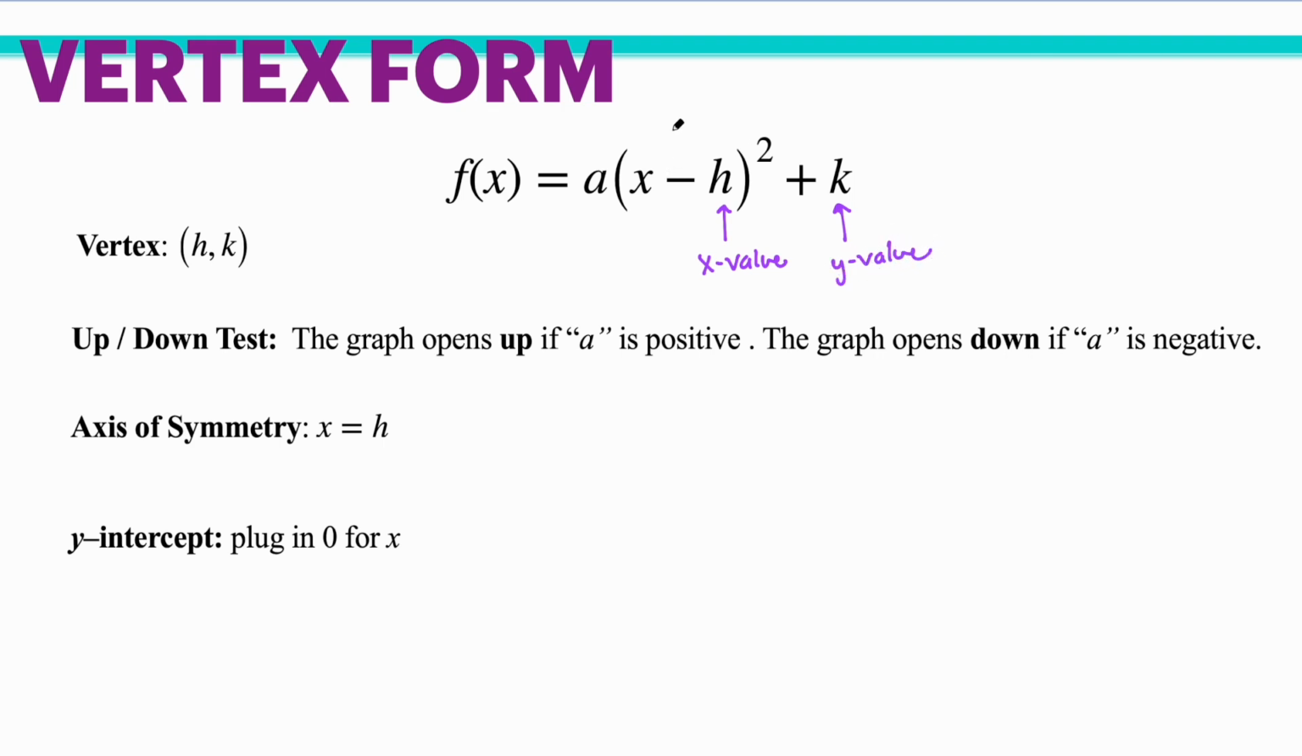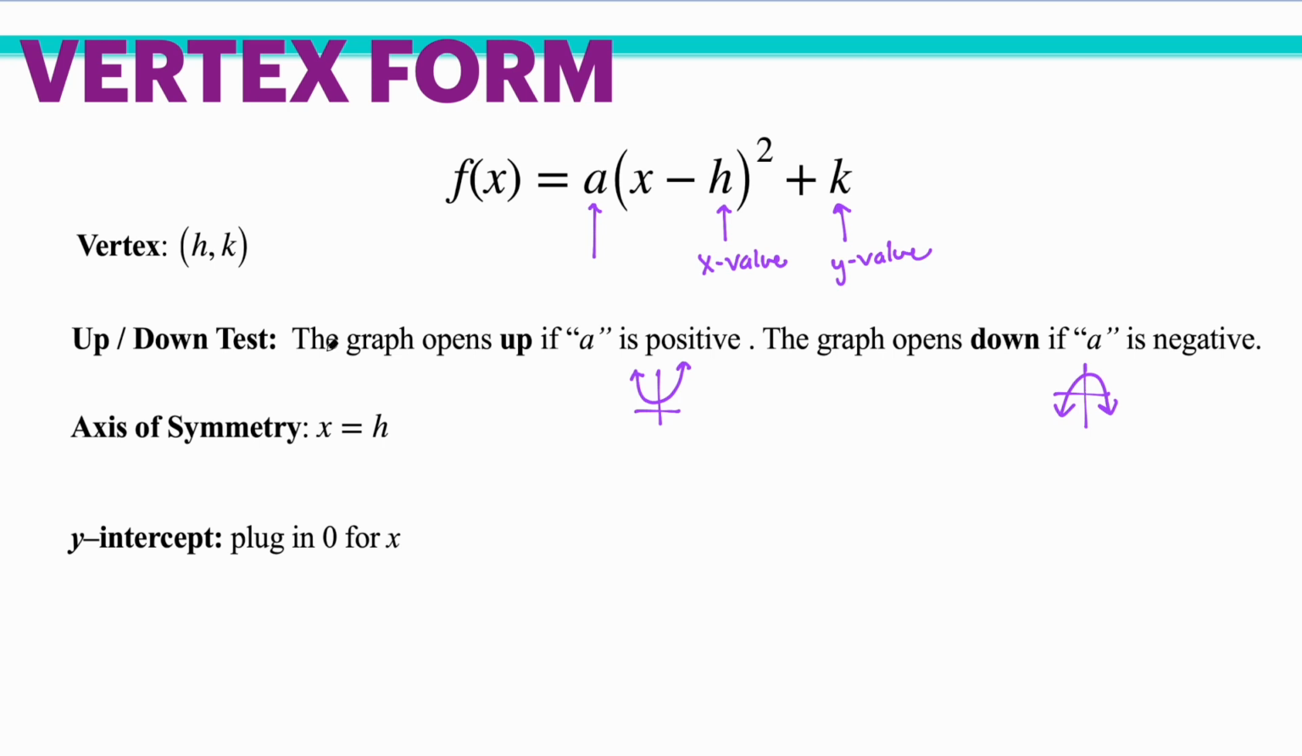Now do understand that because this starts with a minus, it is going to be the opposite sign of the vertex. Whether your parabola is going to open up or open down all depends on the number that is in front of the parentheses. If the constant a is positive, then the graph is going to open up like a parabola. If a is negative, then the graph is going to open down, like a frown face.